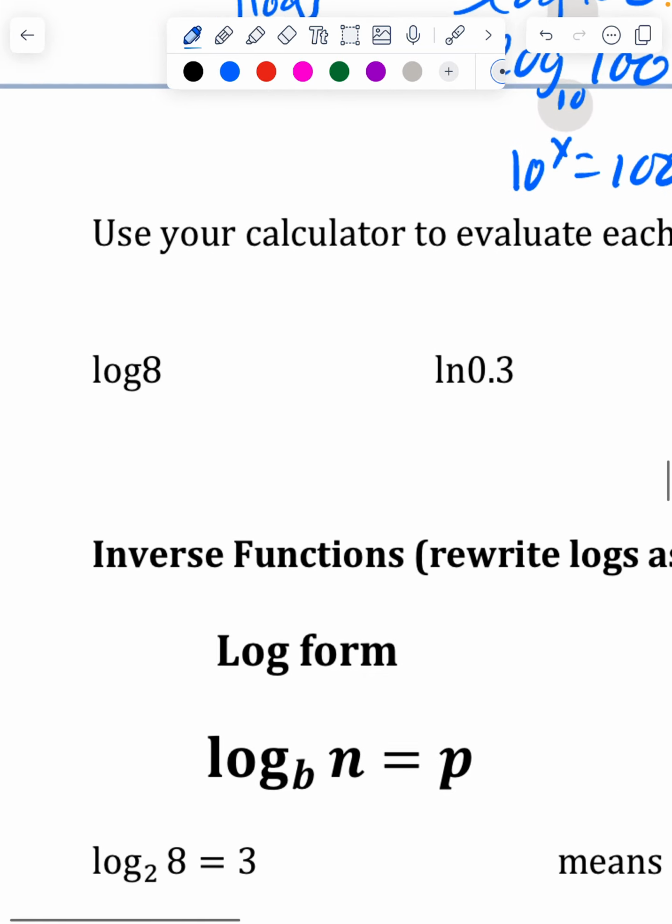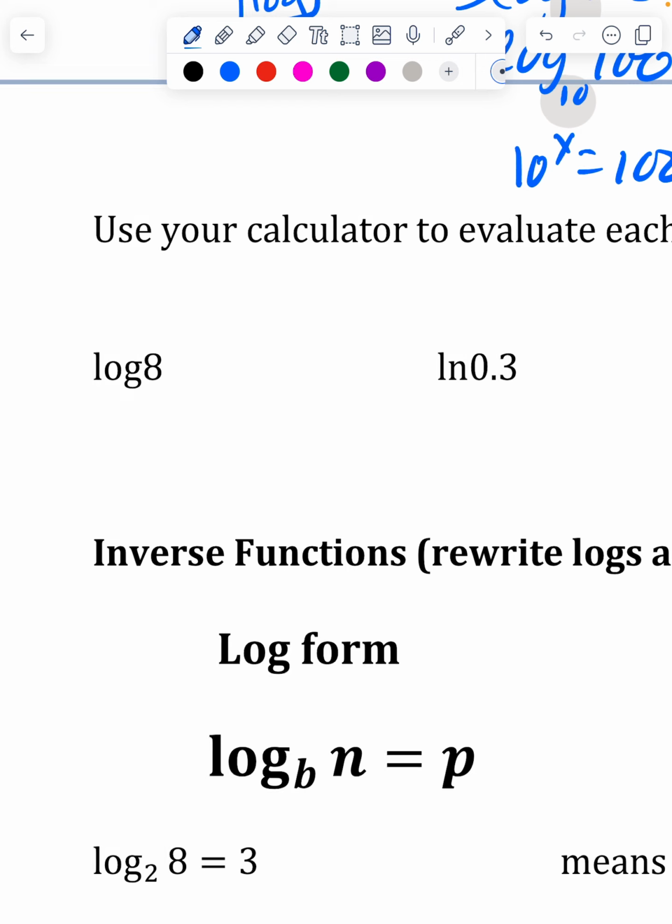So let's use those. This is log 8. Get your calculator and find the log button. So this is base 10. This is saying 10 to what power is 8? Well, obviously that's not on your power chart. So type in log 8 and you get 0.9031 if you round off. So if you did 10 to that power, you should get 8.